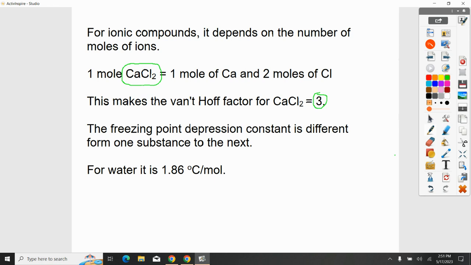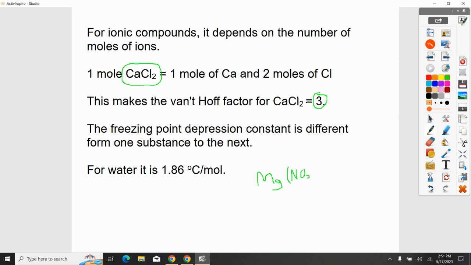And it really is just as simple as counting the number of atoms in most formulas. The only time that you wouldn't be able to do that is when you had a polyatomic ion. So let's say you had Mg(NO3)2, magnesium nitrate.